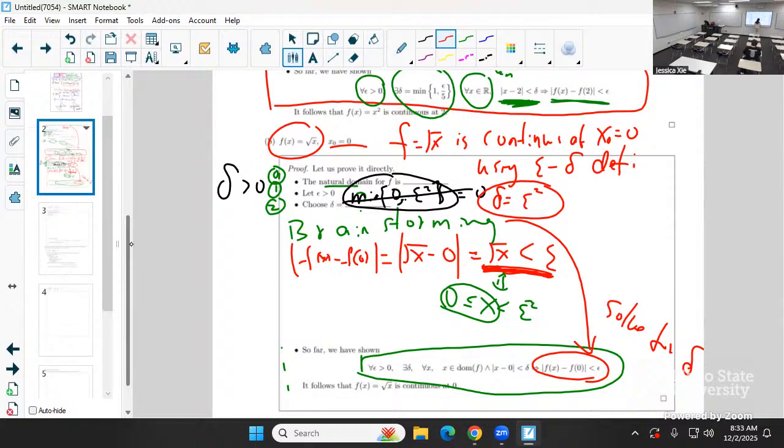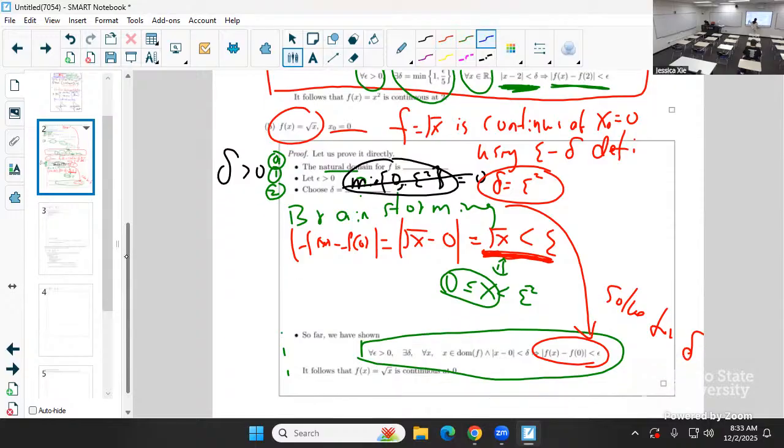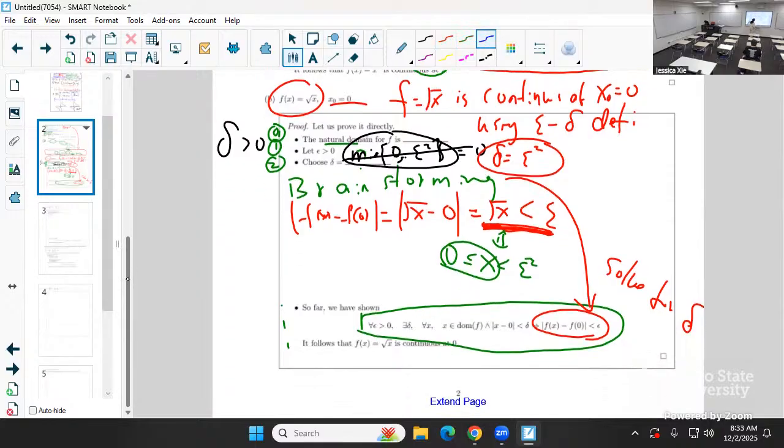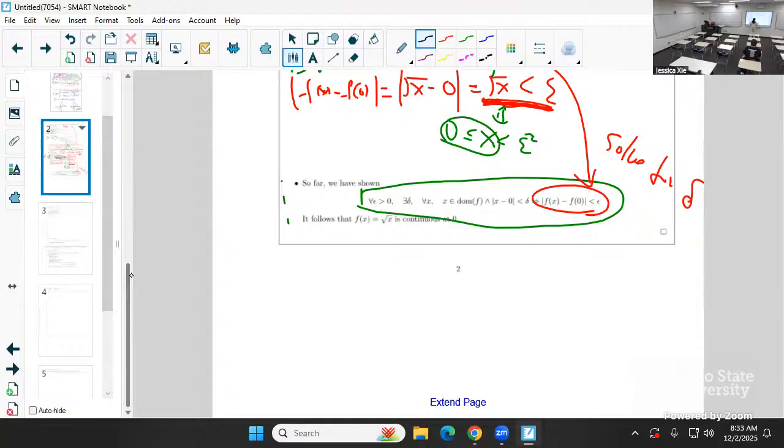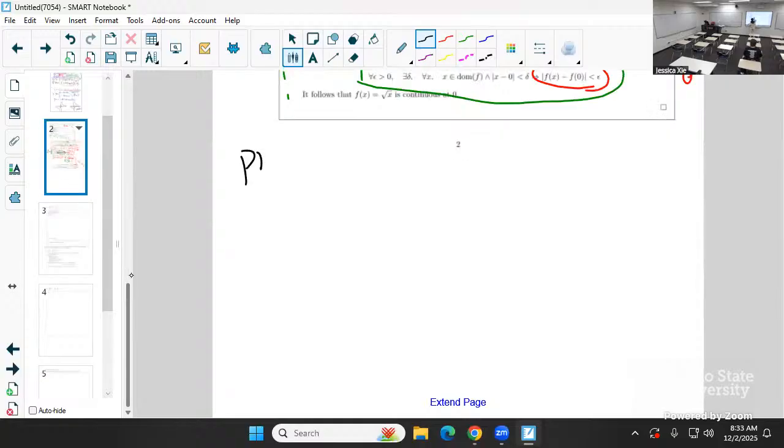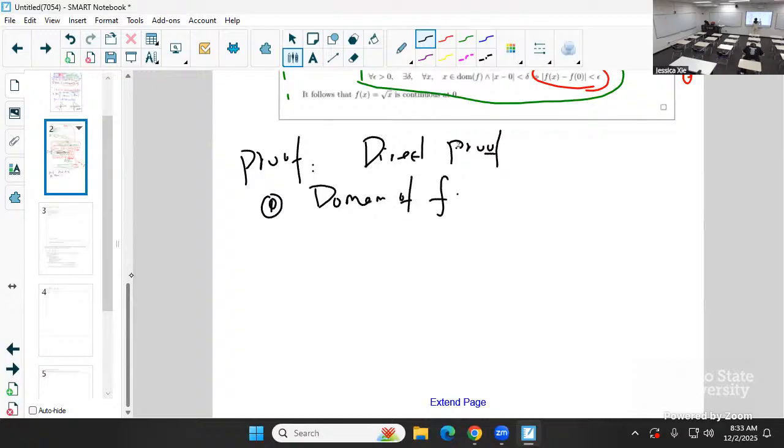So how about this one? Can this one work? Let's verify it. If you choose delta to be epsilon squared, let's see if we can get it from the top to the bottom. So let's see the verification. Just write down the proof here. First of all, specify the structure. Step 0, the natural domain of f(x) equal to square root of x is pretty important to specify, right?